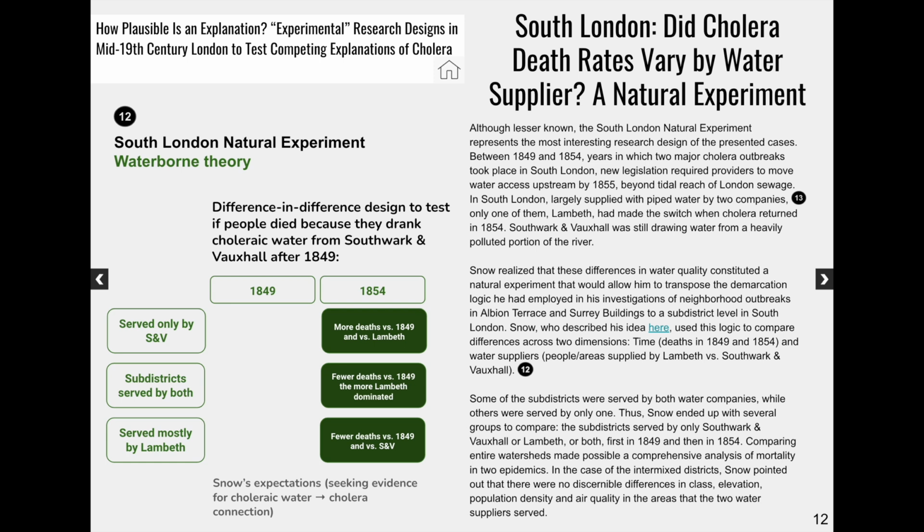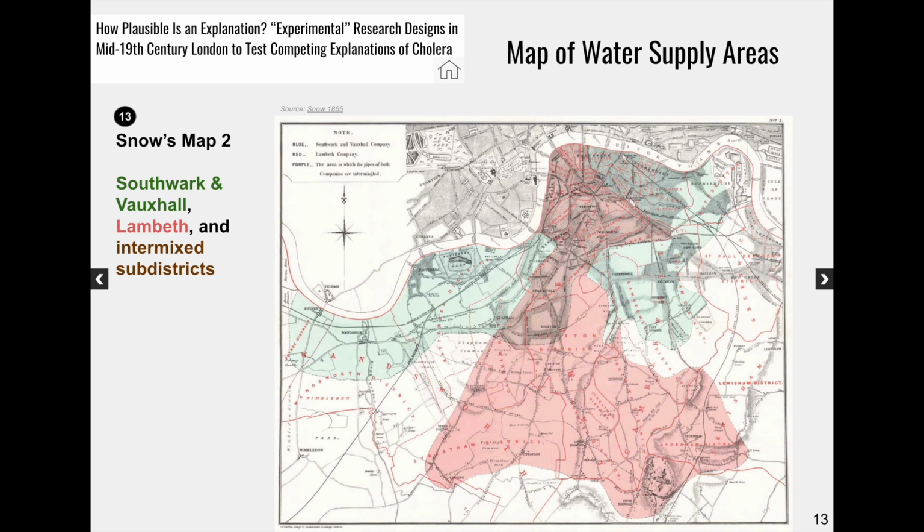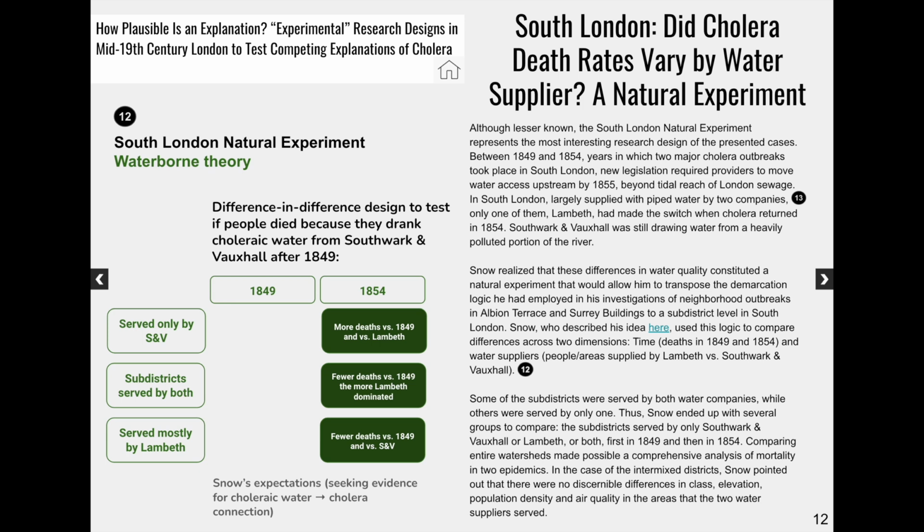Some of the sub-districts were served by both water companies. Because of that, Snow ended up with many groups to compare. The sub-districts served by either Southwark and Vauxhall or Lambeth, or both, first in 1849 and then in 1854. Snow pointed out that there were no discernible differences in class elevation, population density, and air quality in the intermixed areas that the 2 water suppliers served. From what we know now, this made these alternative explanations to the waterborne theory of cholera less plausible. Once again, the results of his analysis failed to reject the expectations of his theory.